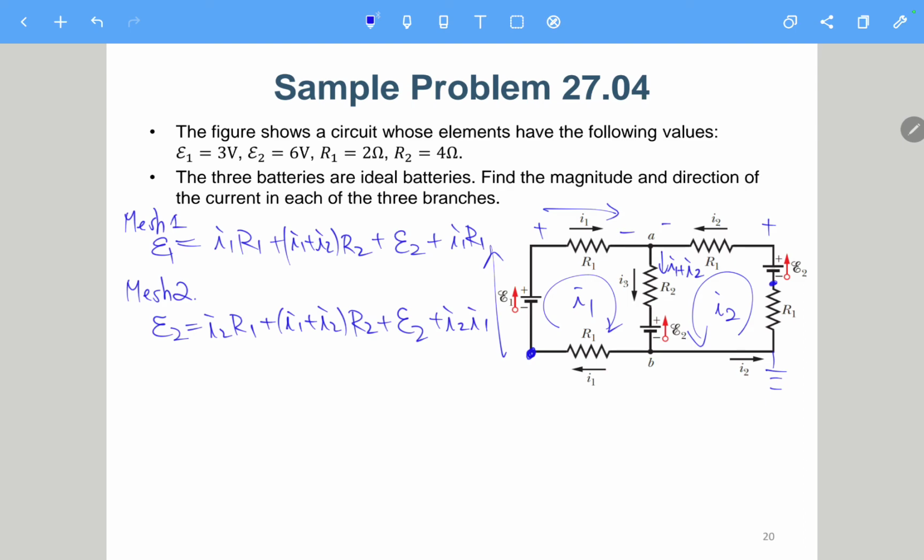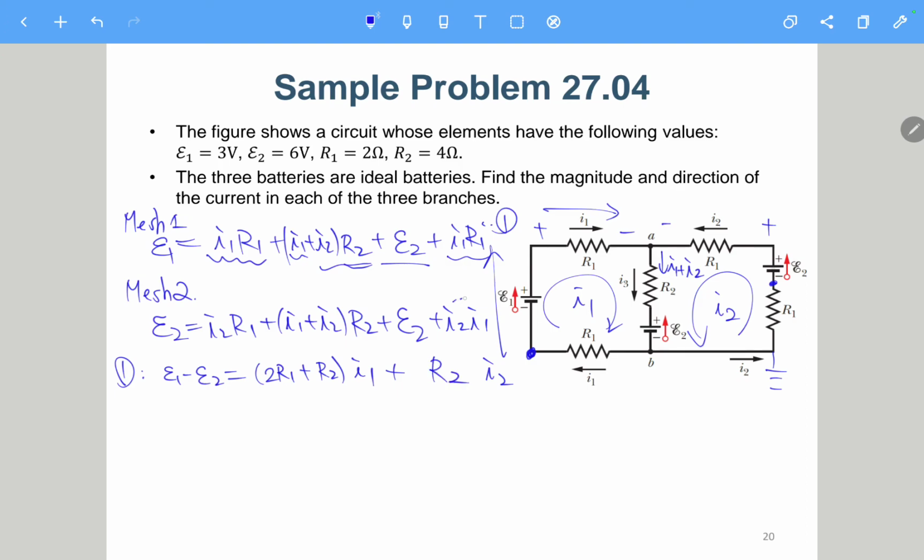Okay, so actually we can just simplify these two equations. The first one: we move this over, so we have E1 minus E2 on the left side, and then we can simplify. We have I1 R1, I1 R2, and I1 R1. Altogether we have 2R1 plus R2 times I1. And then for I2, we have R2 and nothing else, so we have R2 I2.